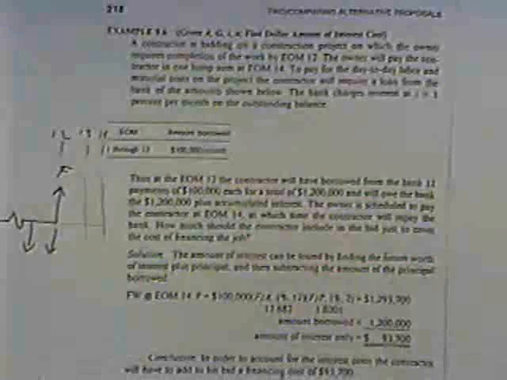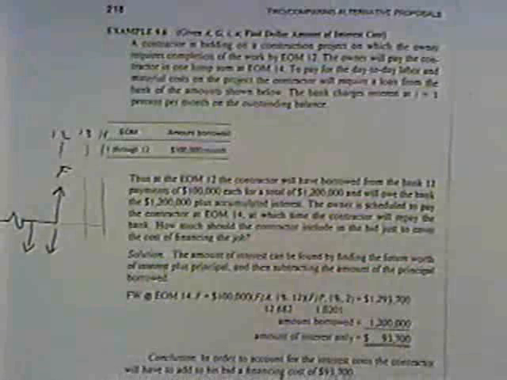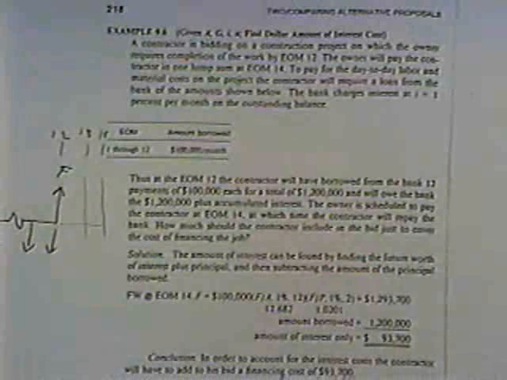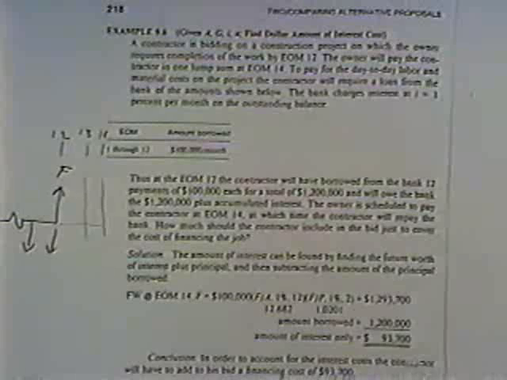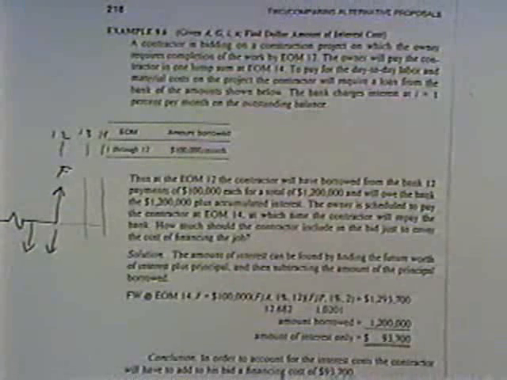Okay, now this example 9.6 is an example. This contractor's bidding on a project, and the owner requires completion of the work by EOM, end of the month 12. So you're going to work months 1 through 12. And the owner is going to pay the contractor in one lump sum at end of month 14. And so to pay for the day-to-day labor and material costs on the project, the contractor is going to get a loan from the bank.